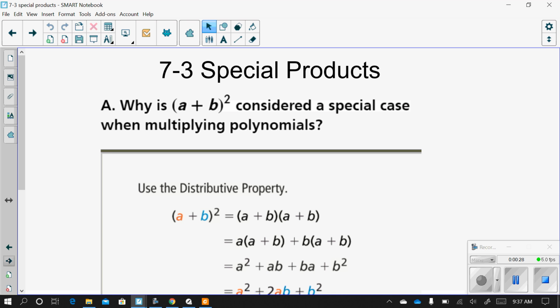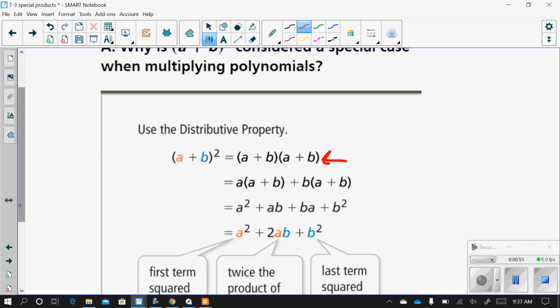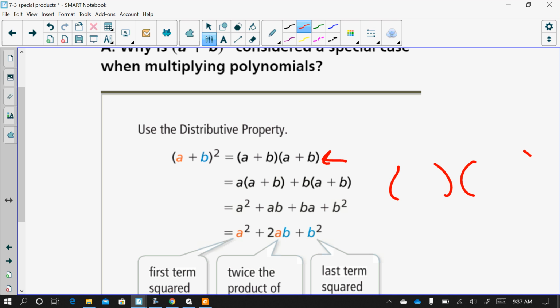So let's look at the problem (a plus b) squared. Why is that considered a special case? Well, what does it mean to square something? When you square something, you multiply it by itself. So I'm going to take a plus b and write it twice. I want to multiply it by itself, which is what they did right here. I personally don't like the way they show distributing here, so I'm just going to write it again, and we're going to FOIL.